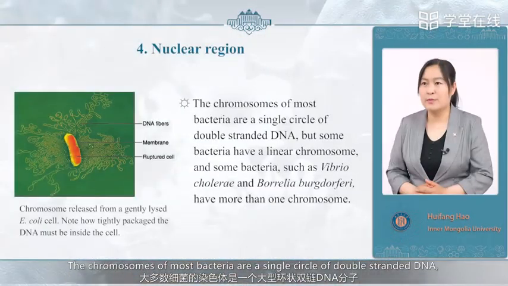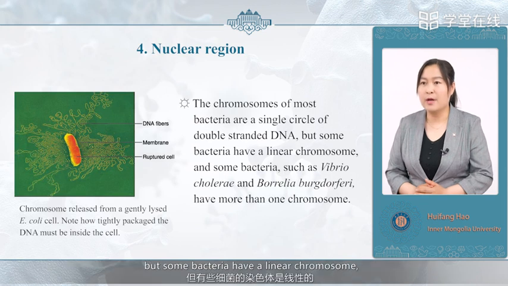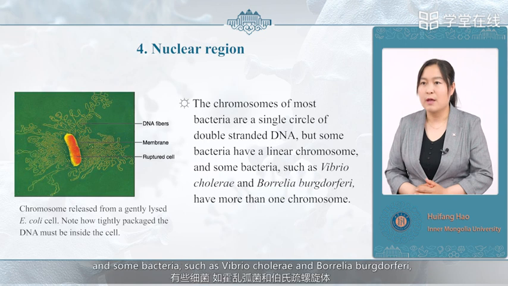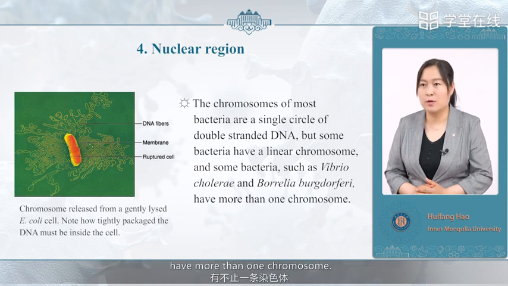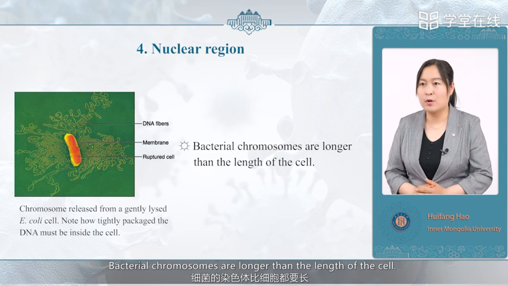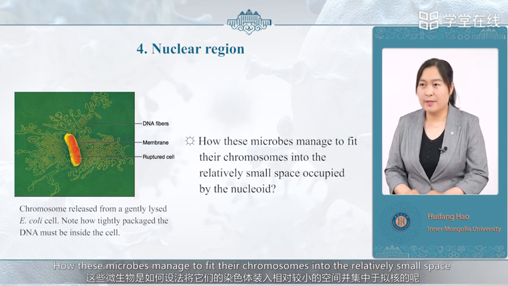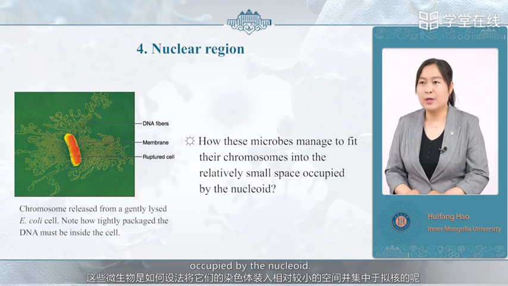The chromosomes of most bacteria are single-circle, double-stranded DNA, but some bacteria have a linear chromosome, and some bacteria such as Vibrio cholerae and Borrelia burgdorferi have more than one chromosome. Bacterial chromosomes are longer than the length of the cell. How do these microbes manage to fit their chromosomes into the relatively small space occupied by the nucleoid?